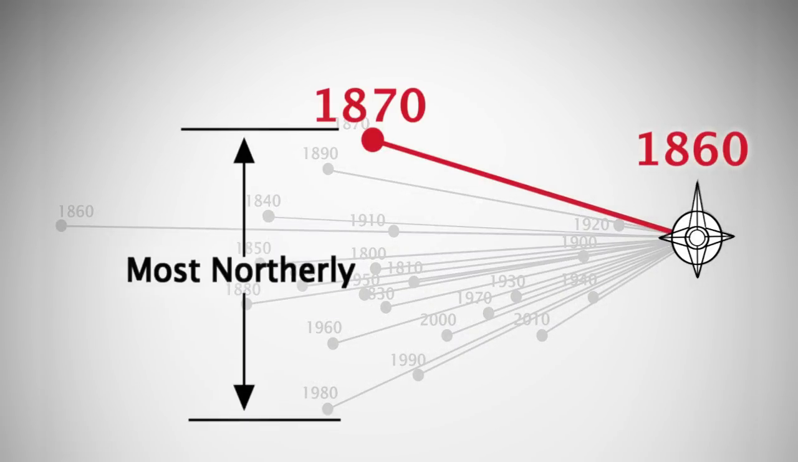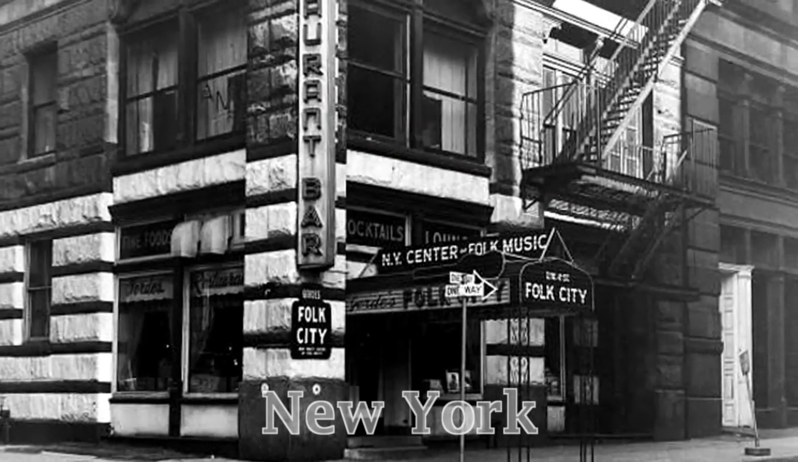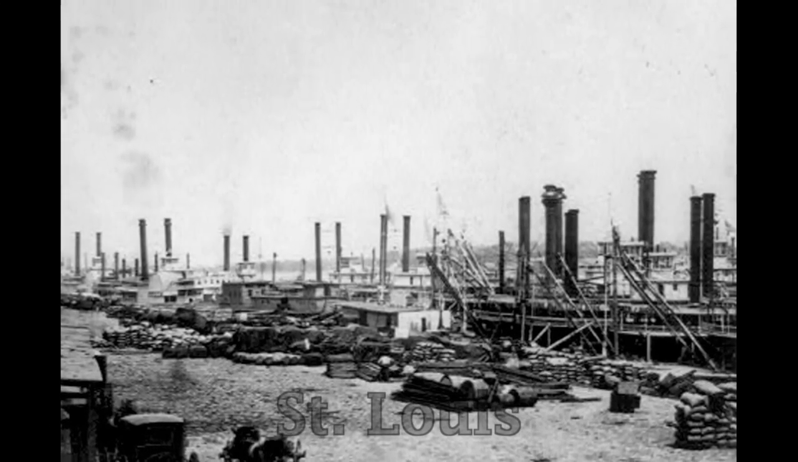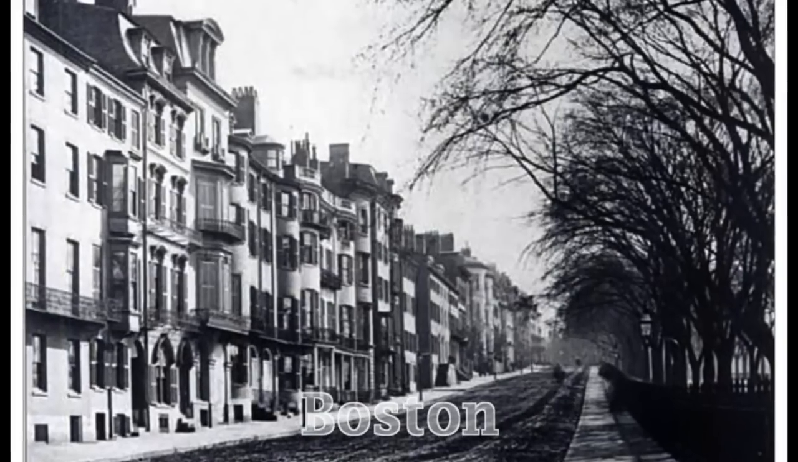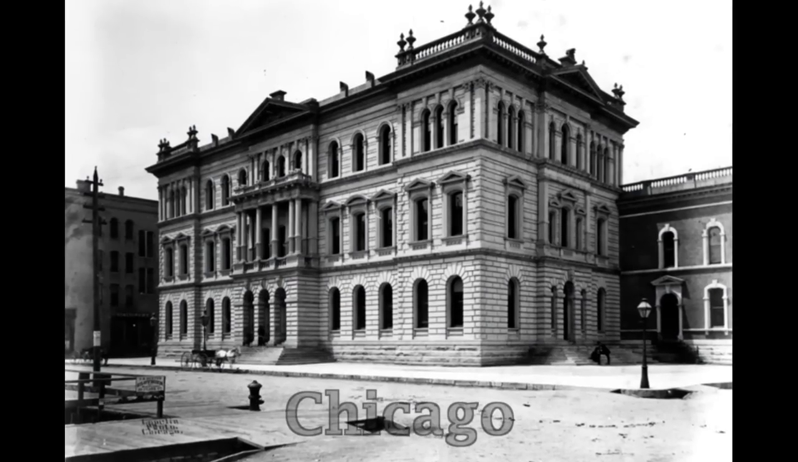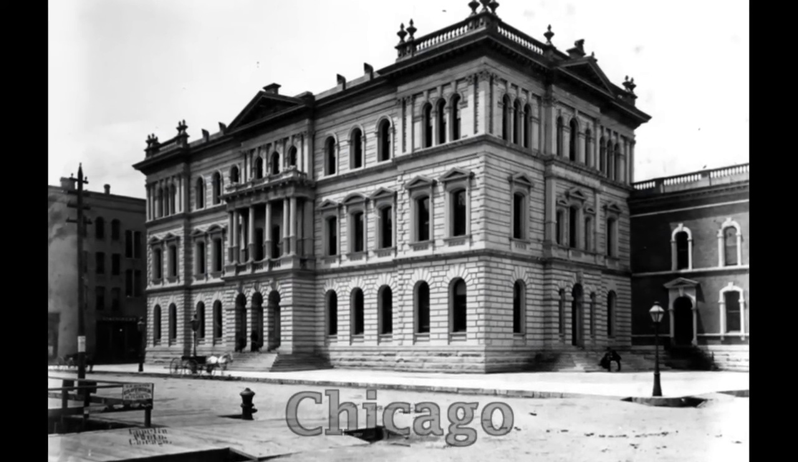Second, let's look at 1870. That's the most northerly movement of the center. This was following the Civil War and was largely the result of substantial population growth in the cities of the Northeast and the Midwest. Of the 100 most populous cities in 1870, 80 of them were in the Northeast or Midwest. Altogether, these cities increased their population by about 1.6 million over that decade.